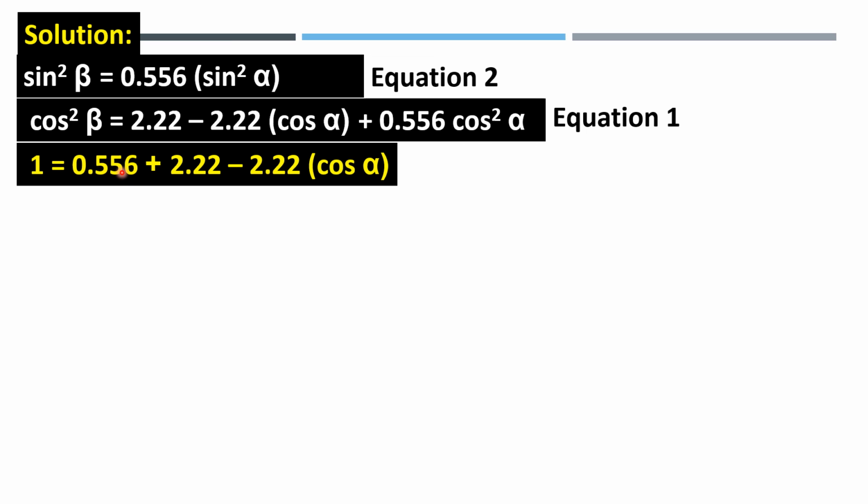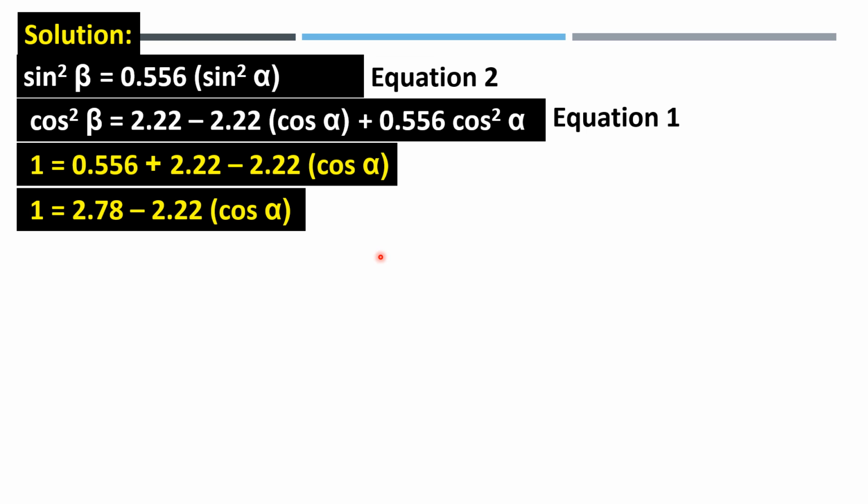Alright? And then, what happens to the other terms contained in equation 1? They are just retained. That is 2.22 minus 2.22 cosine alpha. So, we are able to eliminate the first angle beta and only have here the angle alpha. In short, we can determine alpha. When we proceed in our simplification, we can find alpha.